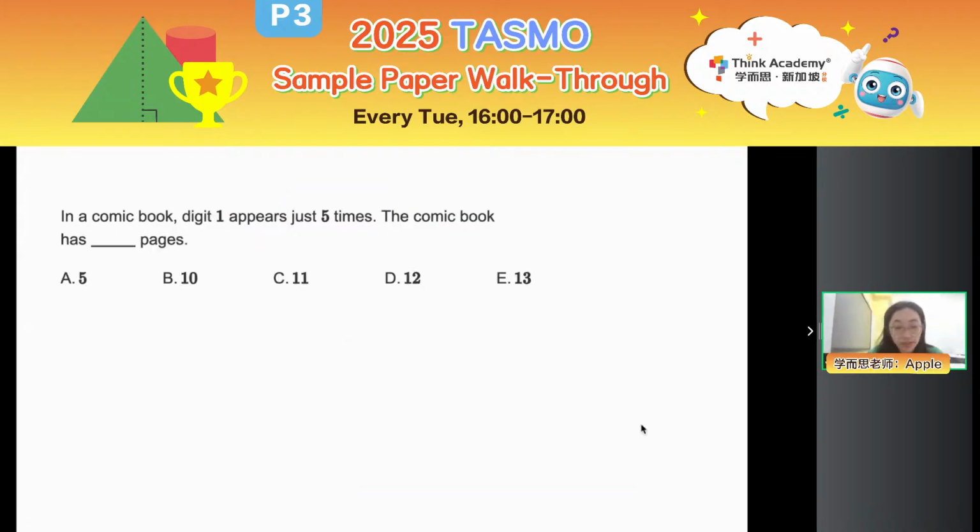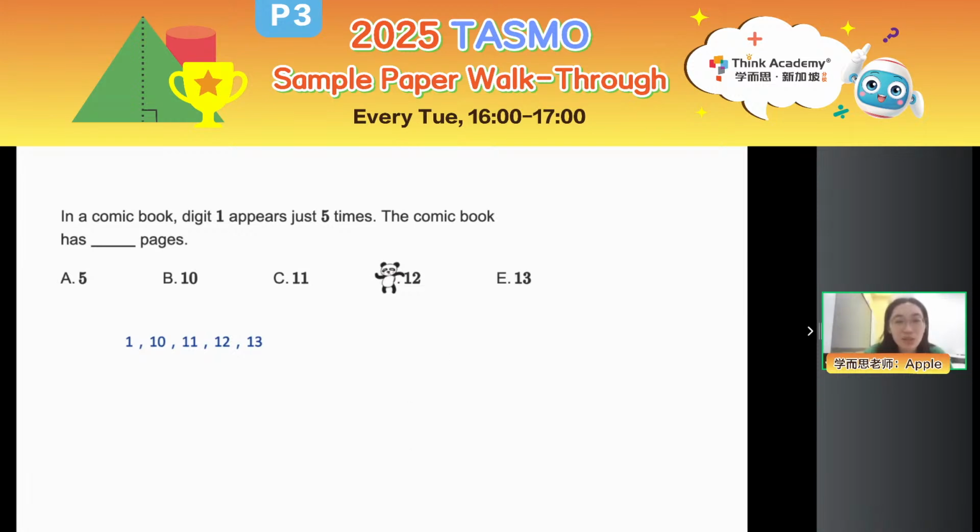Well, for the next question, in your comic book, the digit 1 appears just 5 times. So how many pages does the comic book have? For this question, you can just list out one by one. What is the first page where you will see the digit 1? Of course, page 1, right?